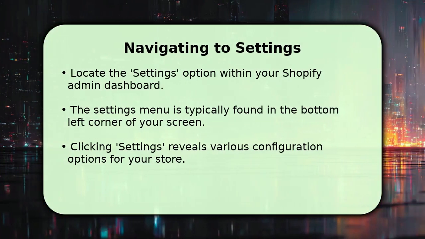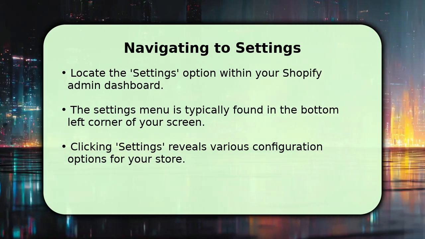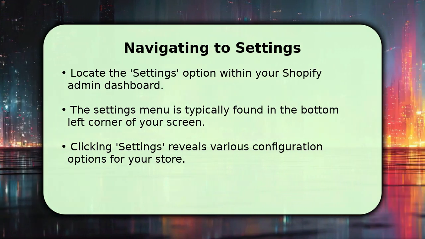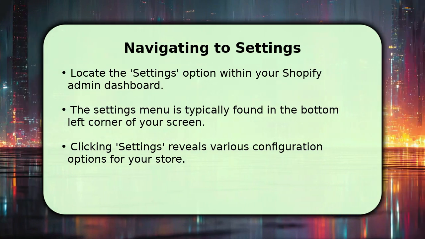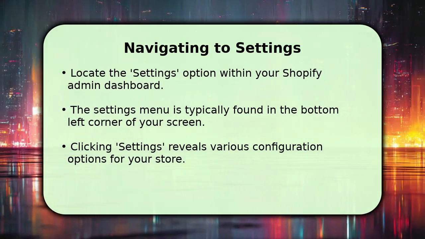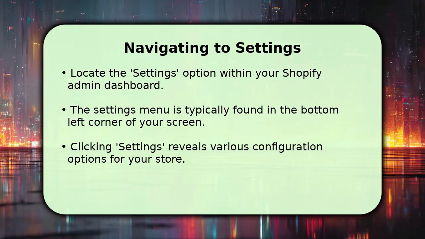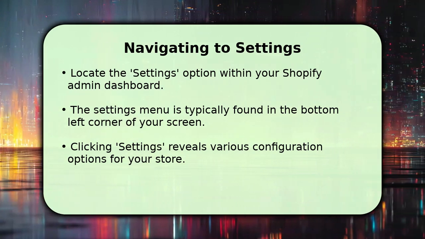Once logged in, navigate your cursor to the lower left-hand side of your Shopify admin screen. You will clearly see the Settings button there. Click on this button to open the main settings menu for your store. This action takes you to an overview page where you can manage many different aspects of your online business, from shipping to payments and general store details. It is your main control panel for behind-the-scenes adjustments.